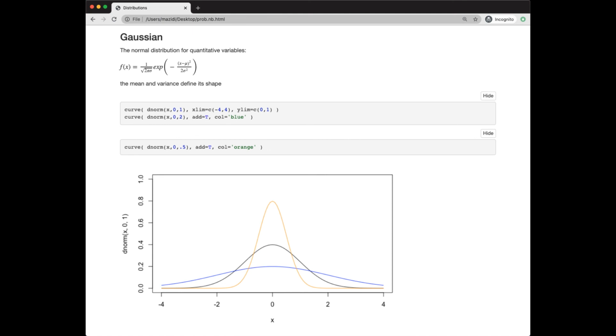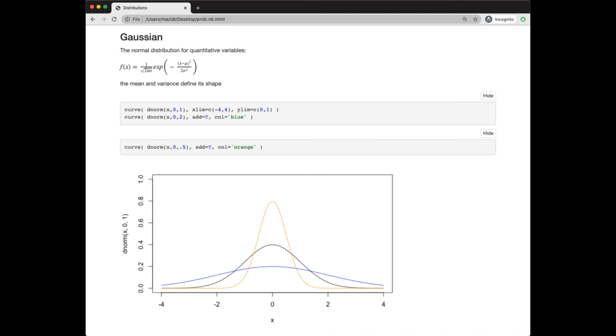All of those previous distributions model qualitative data. What about quantitative data? We can model our quantitative data with a Gaussian distribution, a normal distribution, with this formula here. Its shape is defined by its mean and its variance.